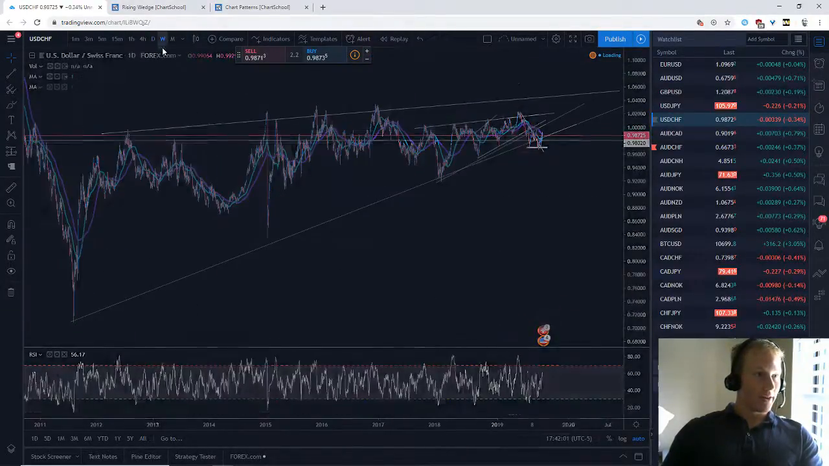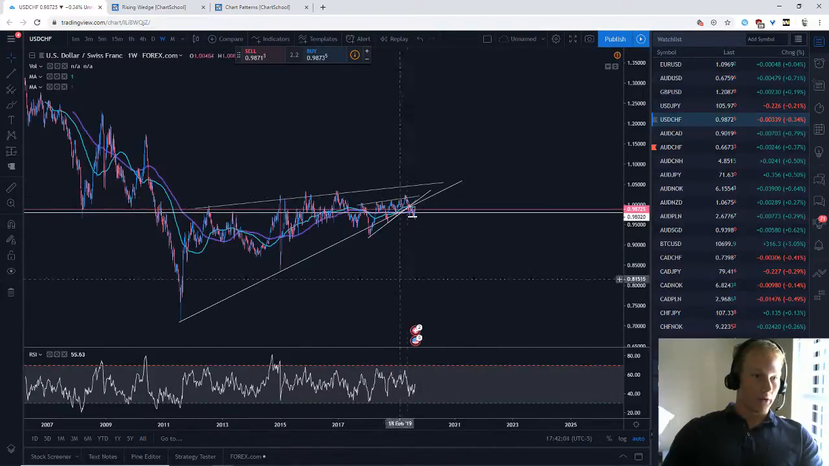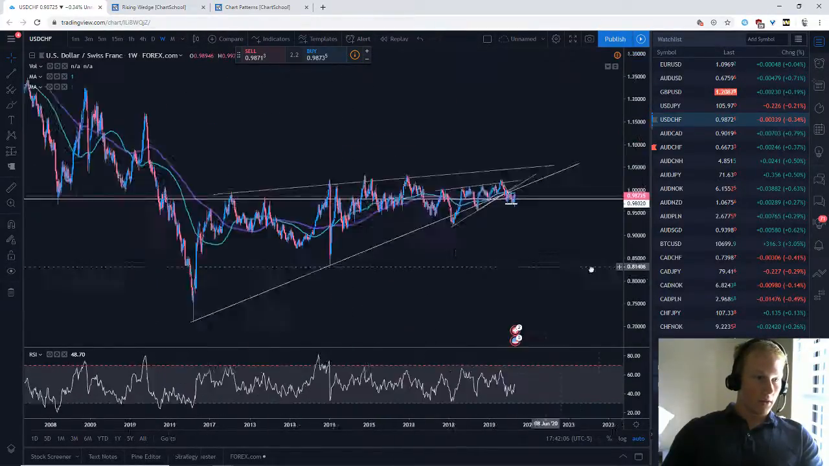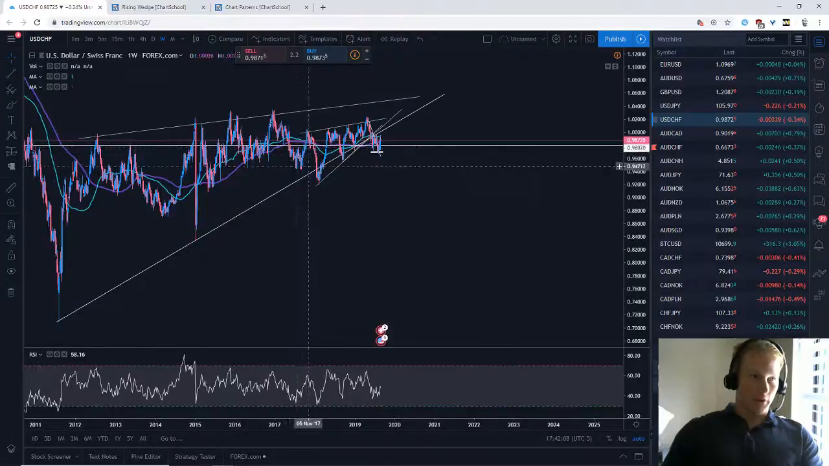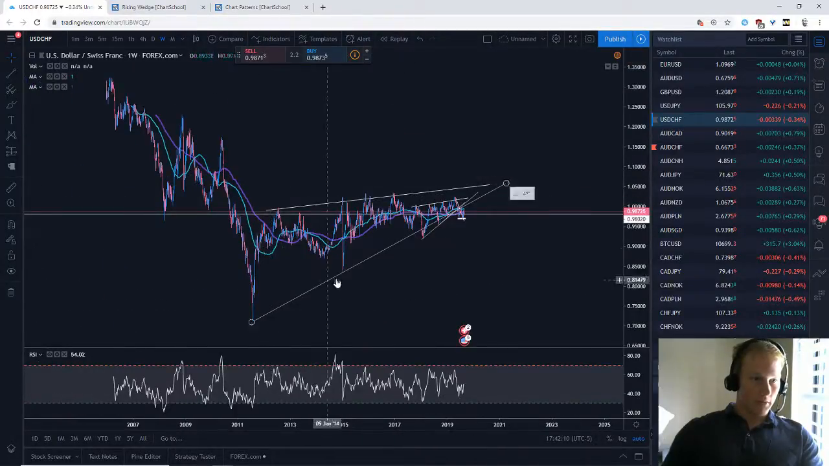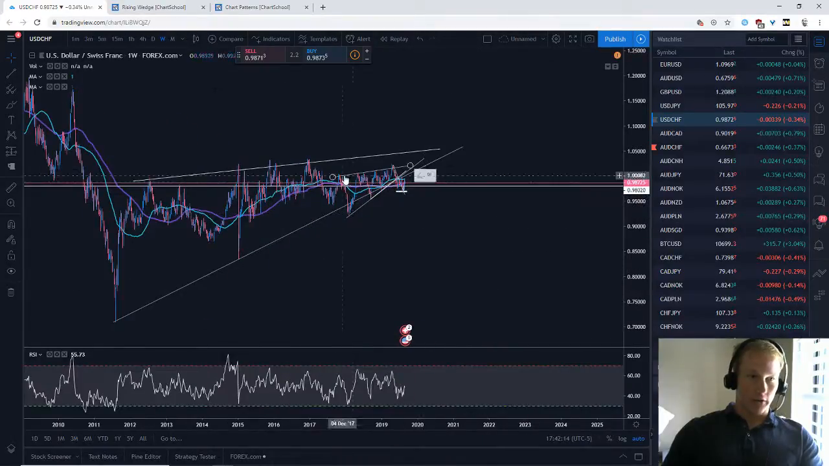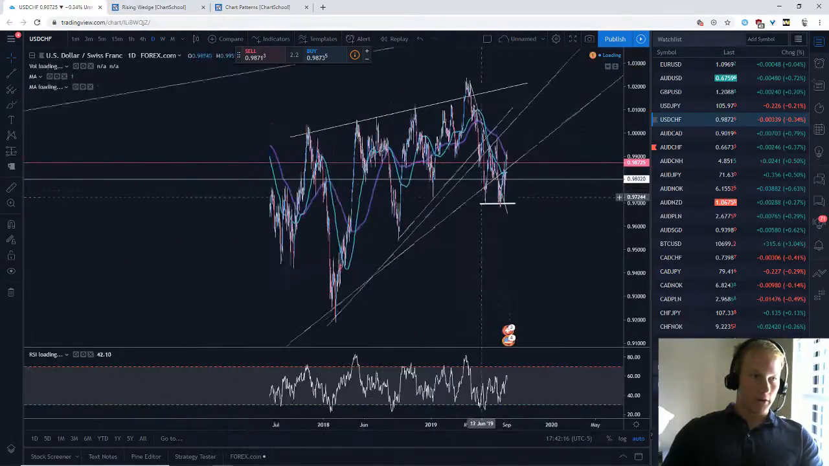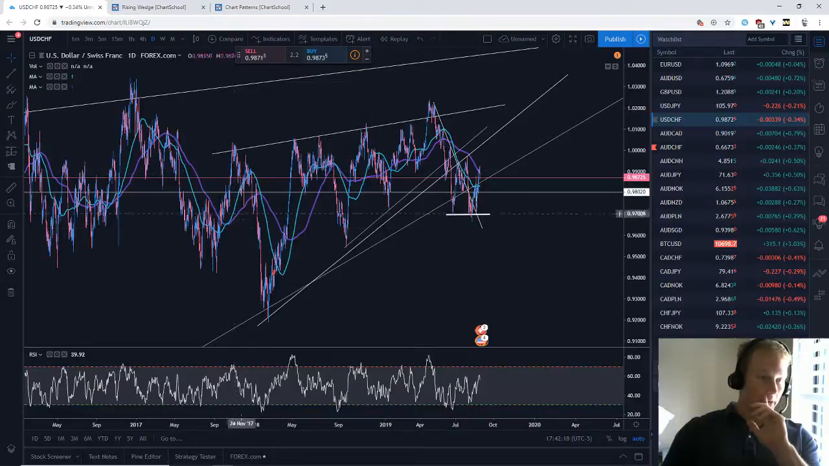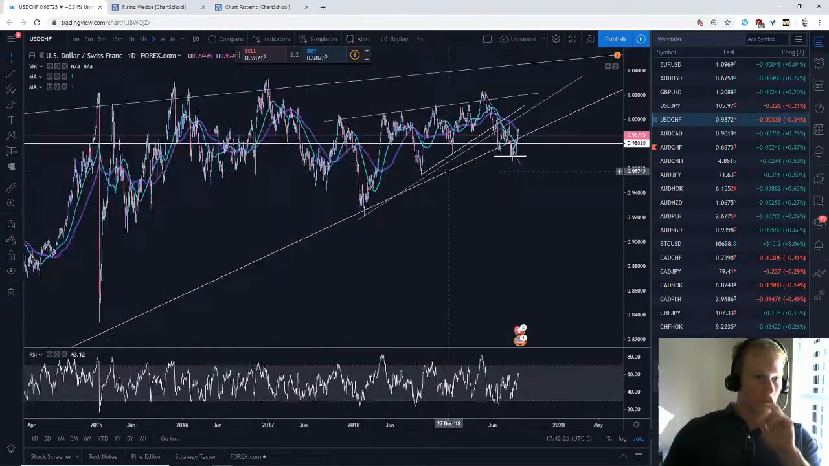Here's one. This one's a lot bigger. This is on the weekly. But here's a rising wedge. Price is moving higher, but it's losing momentum. Top trend line, bottom trend line. We also have another wedge, much smaller one here. Another rising wedge, more pronounced on the daily.